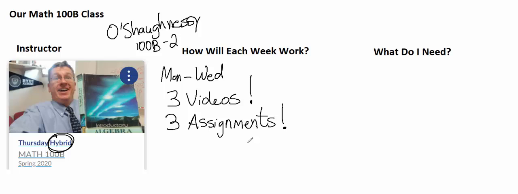Now, this is a flexible class, meaning you could do one on Monday, one on Tuesday, one on Wednesday if you wanted to. Or if you wanted to do 2 on Tuesday and 1 on Wednesday, that's cool. Or if you want to do all 3 of them on Wednesday, that's fine. But you have to complete them before our class on Thursday, because that's when we meet. Thursday is our class, and our class will be done in Zoom, and we'll get to meet here.